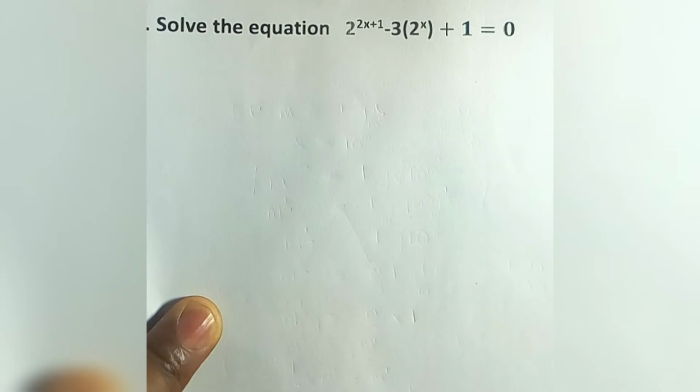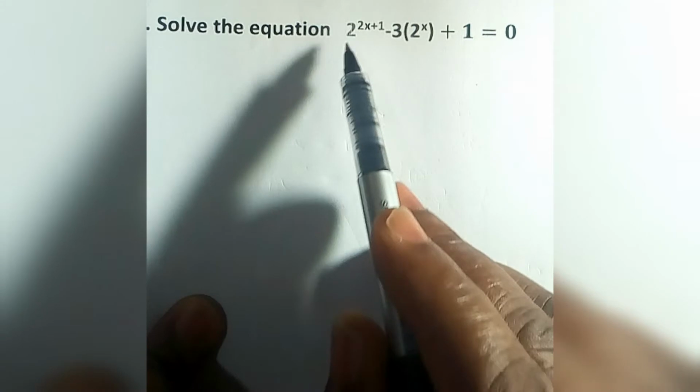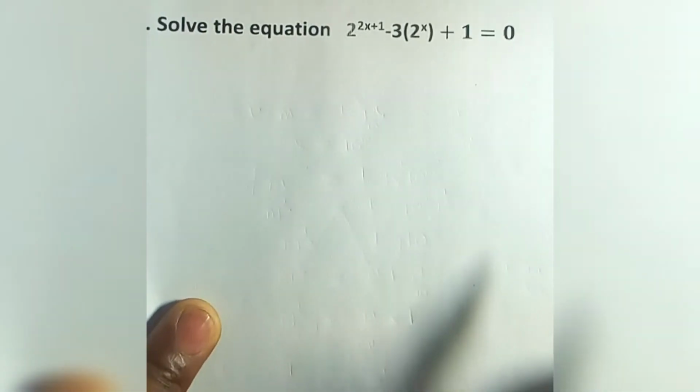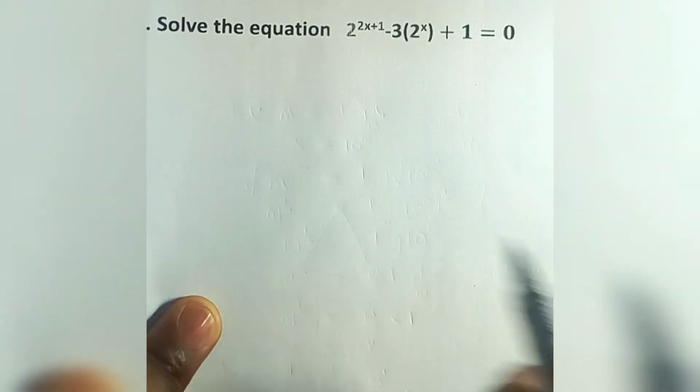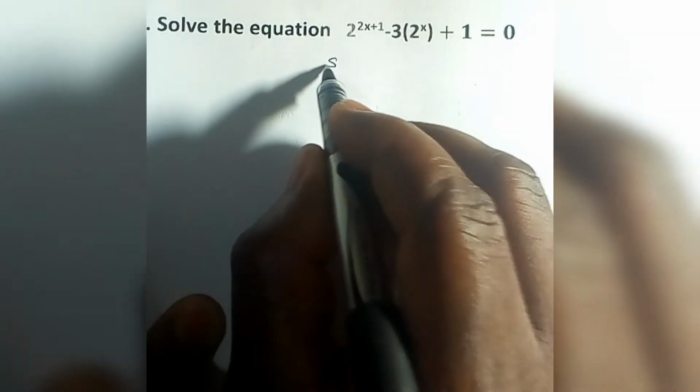Welcome to this tutorial. In this tutorial, I will be showing you how we can solve this exponential or indicial equation. The question says, solve the equation 2 to the power of 2x plus 1 minus 3 open bracket 2 to the power of x close bracket plus 1 equals 0. Now, the first thing we need to do is to apply the addition law of indices to this part of the equation. Solution.